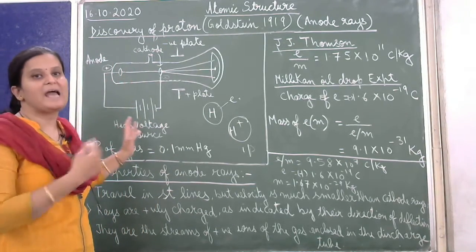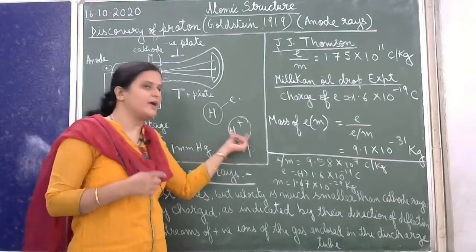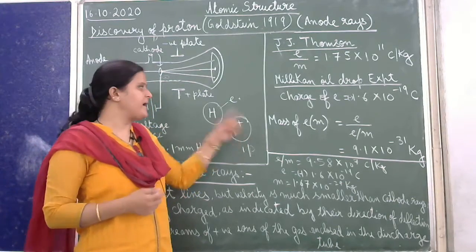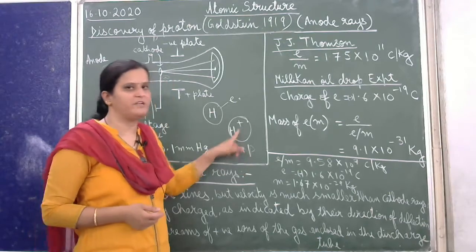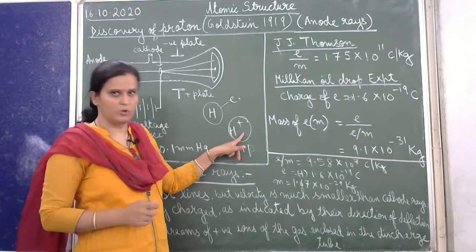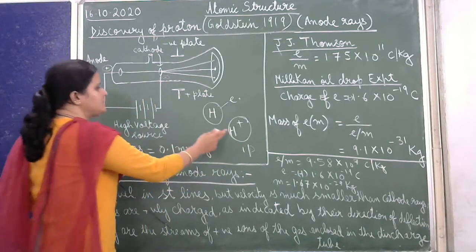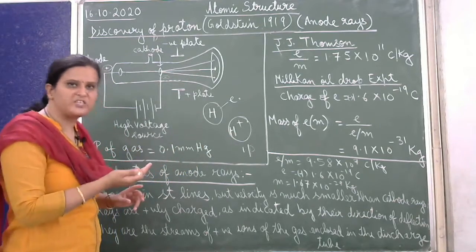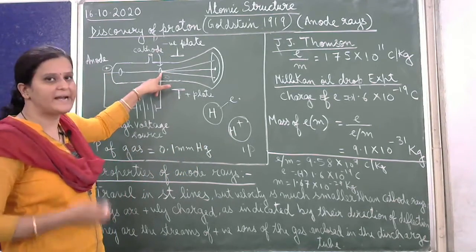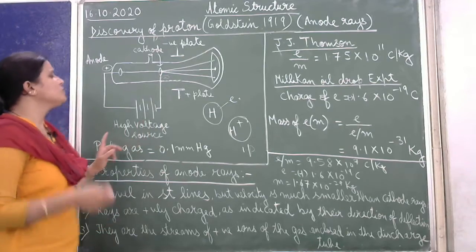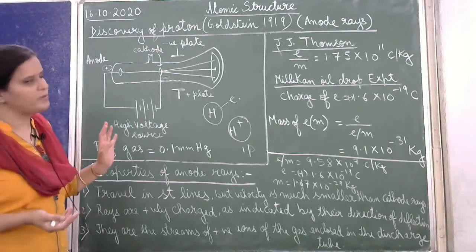So actually the anode ray causes the ionization of the gas. They are made of these positively charged gaseous ions. Okay? And because they are positively charged, they will move towards the negative electrode. Okay? So, what else was there in this observation?